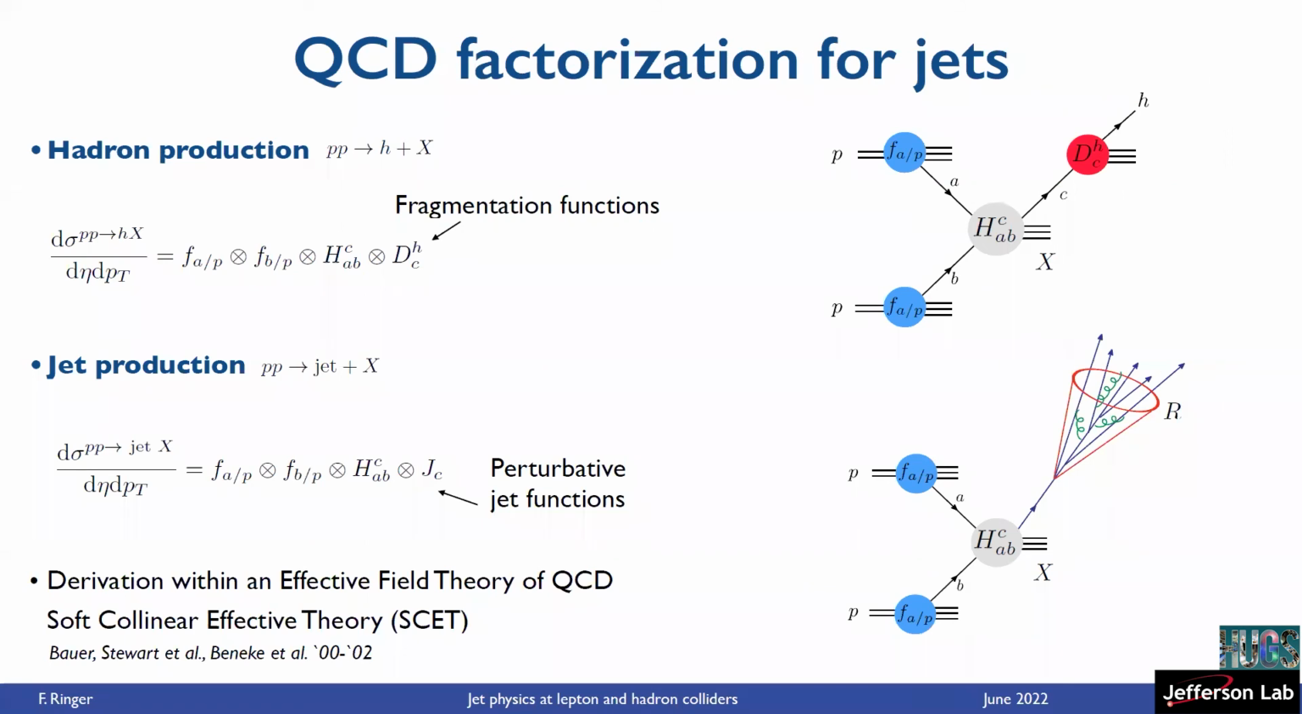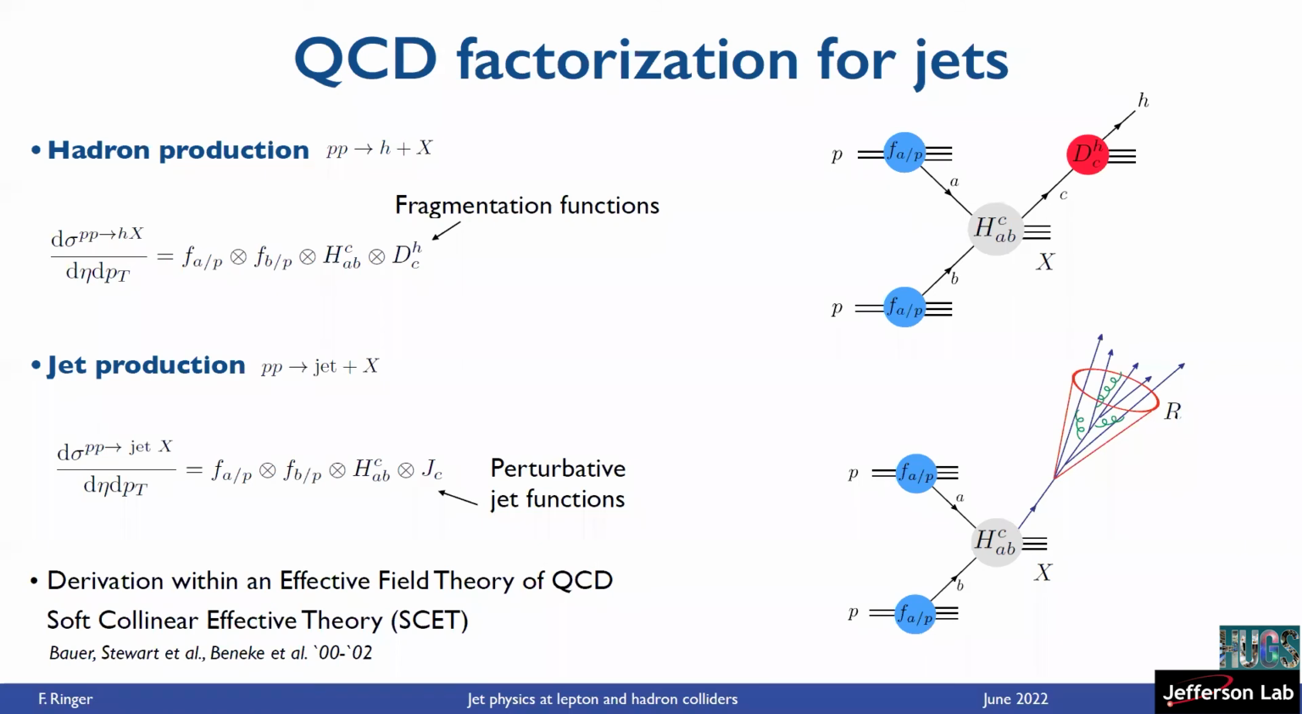So I'll talk more about what these jet functions are after the break. They depend on the jet algorithm that we choose and on the jet radius, and they capture that transition between partons and jets. That's then the way to do a calculation, and that's how we can compare to experimental results. So that's the underlying idea.